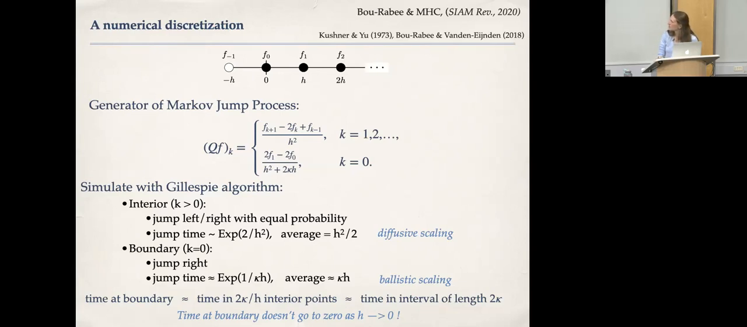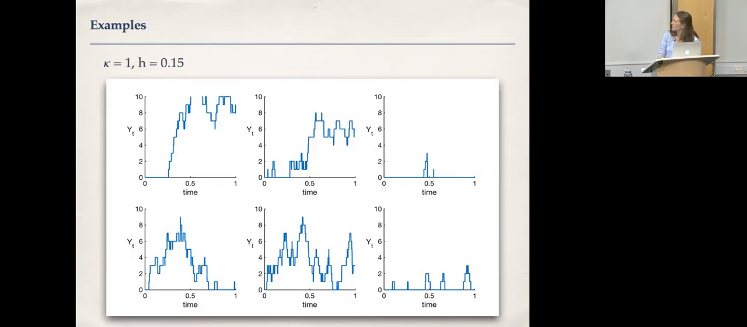I like this discretization, partly because it gives insight into this peculiar stochastic process called sticky Brownian motion. It gives insight into what's happening at the boundary that makes it sticky and actually spend finite time there. But it's also useful practically because it gives us a way to simulate this process, which is otherwise challenging to simulate. So let me show you some trajectories that we simulated with this Gillespie algorithm.